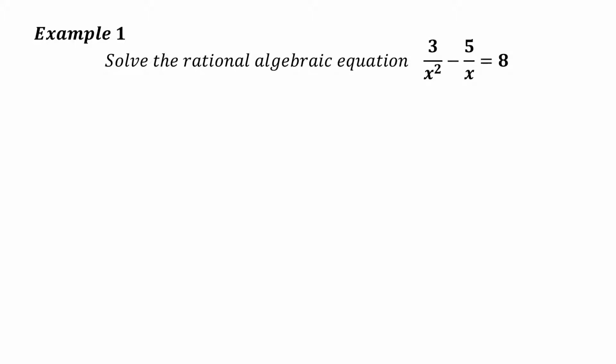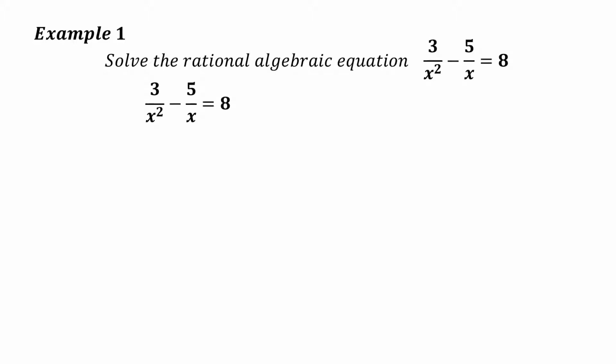In dealing with this kind of problem, since there are fractions involved and the operation is subtraction, we need to first find the LCD, or the least common denominator. You will also do the same if the operation is addition. You will find first the LCD. As a first step, let us write again the given equation: 3 over x squared minus 5 over x is equal to 8.